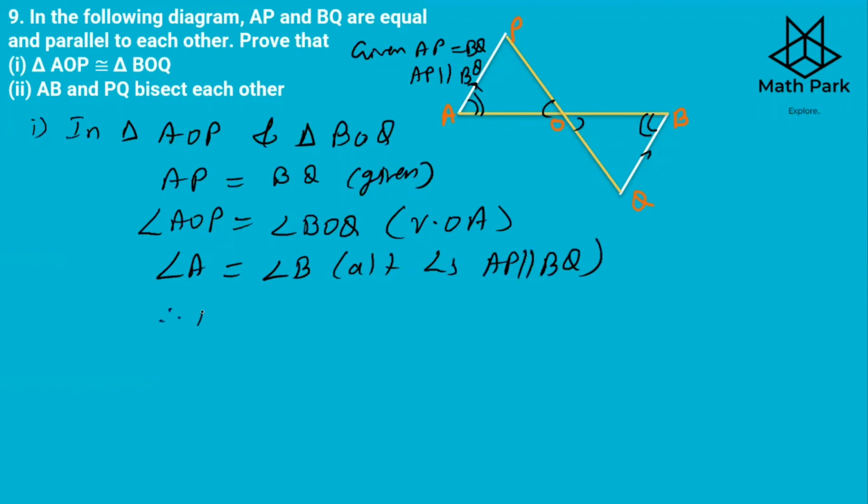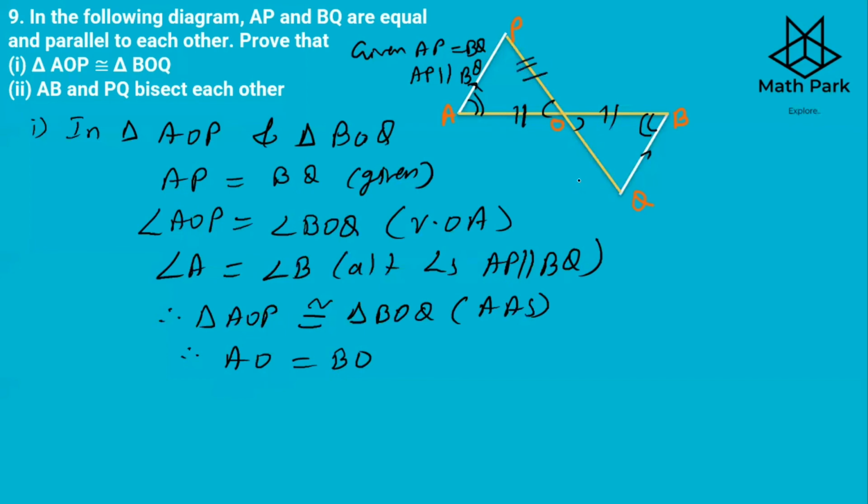So therefore, you get triangle AOP is congruent to triangle BOQ by what? By AAS. Angle, this angle, and side. So by AAS. And therefore you get AO is equal to BO by CPCT. And also you get PO is equal to OQ, or you can say OP is equal to OQ, both by CPCT.